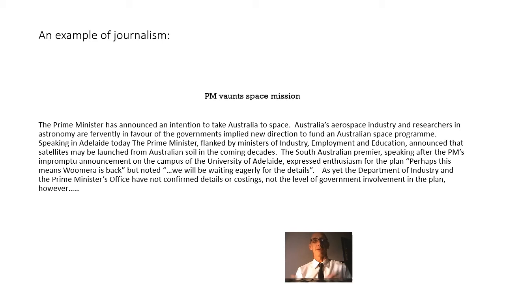So here's an example of journalism. The Prime Minister has announced an intention to take Australia to space. Okay, so the title is "PM vaunts space mission." This is designed to grab your attention. The word vaunt is used incorrectly here. Vaunt is about bragging. It's used here because it's an interesting word, and the reader goes, what does vaunt mean? Oh, this writer must be a bit smarter than me. Maybe if I read this, I'll know what vaunt means, because that's what humans do.